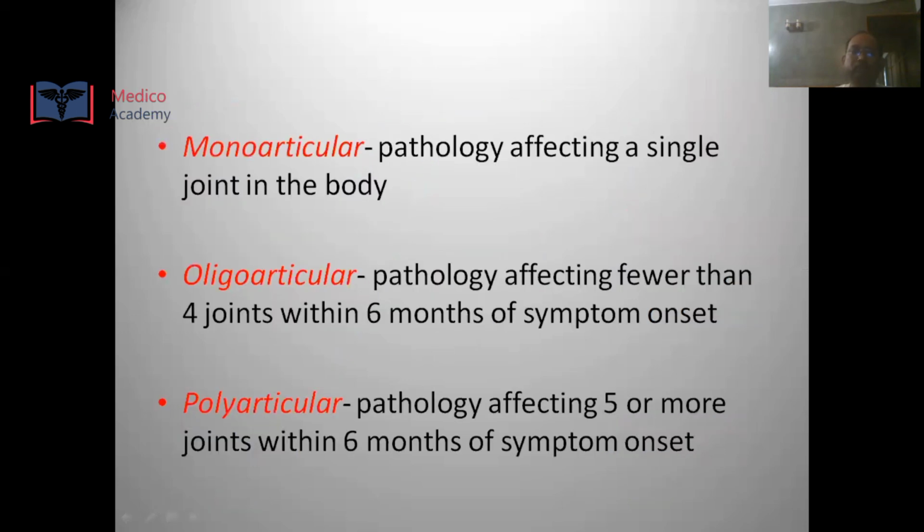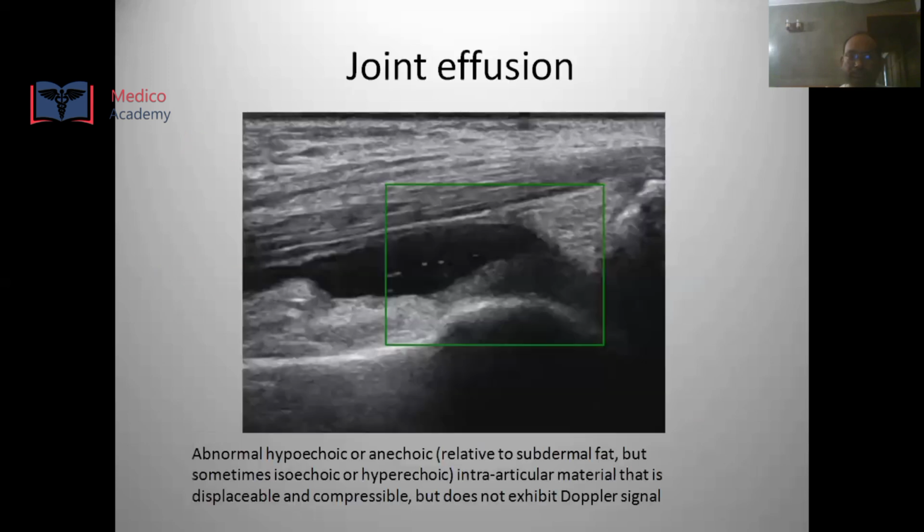By definition, monoarticular pathology is when it is affecting a single joint. Oligoarticular is pathology affecting fewer than 4 joints within 6 months of onset of symptoms. Polyarticular is pathology affecting 5 or more joints within 6 months of onset of symptoms.